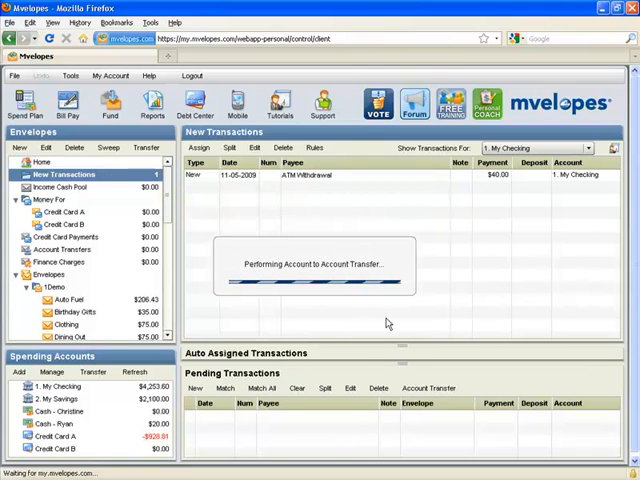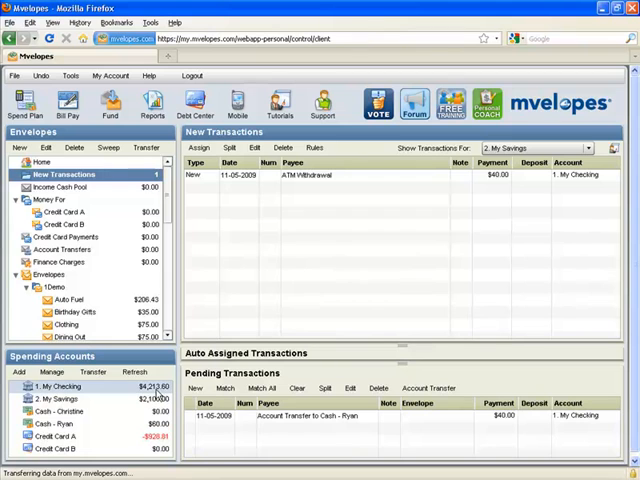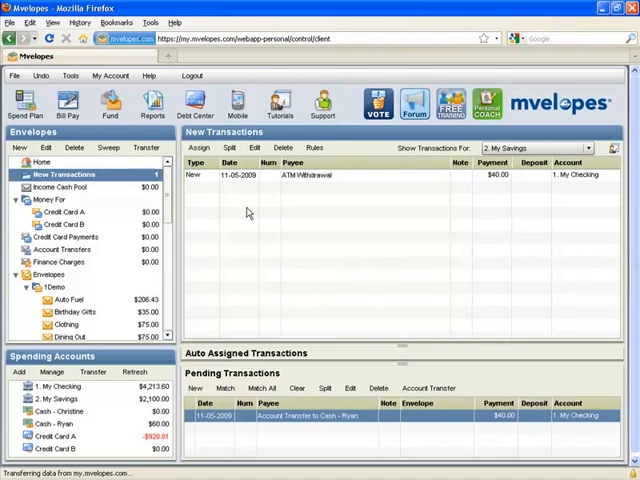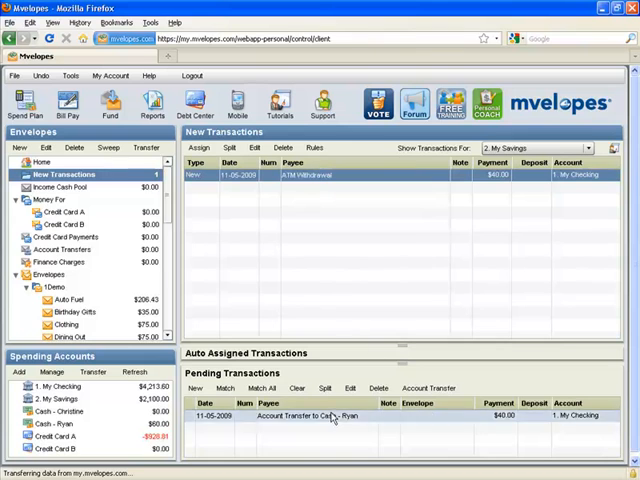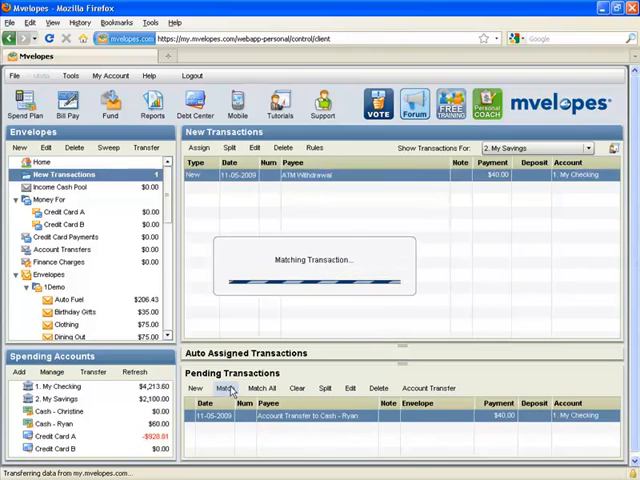Now once I click OK, notice the transfer happens immediately. The value of my checking account has decreased by $40, and the value of Cash Ryan has increased by $40. But I'm not done yet. I have a pending transaction at the bottom. If you look at it, it appears to be the same transaction that came in from the bank. Same date, similar description, ATM withdrawal is an account-to-account transfer to Cash Ryan. Same payment value of $40 from the same account. So I highlight both of them and click Match.